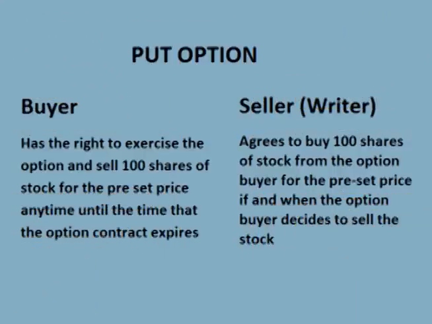Just like a call option, when someone buys a put option, they are also buying a contract from the contract writer, also called the seller. The contract states that the option buyer is entitled to sell 100 shares of a particular stock for a preset price. The contract also states that the option seller agrees to buy that stock from the option buyer at the preset price, if and when the option buyer decides to sell it, up until the time the contract expires. The buyer of the option has the choice of whether or not he wants to sell the stock to the option writer.